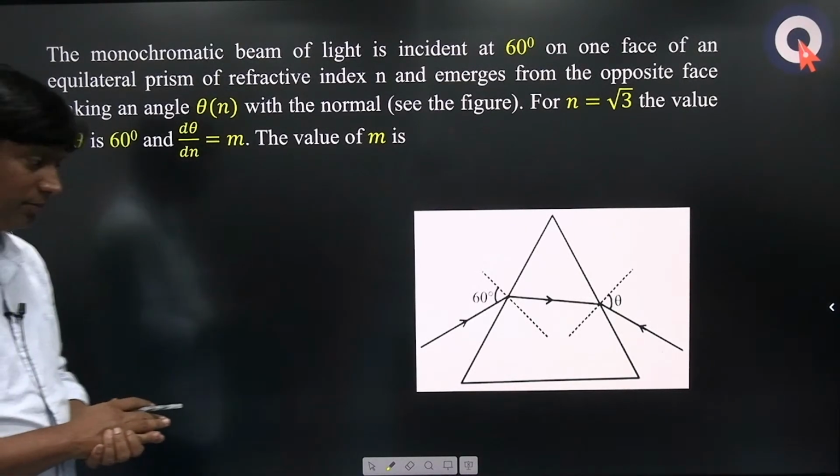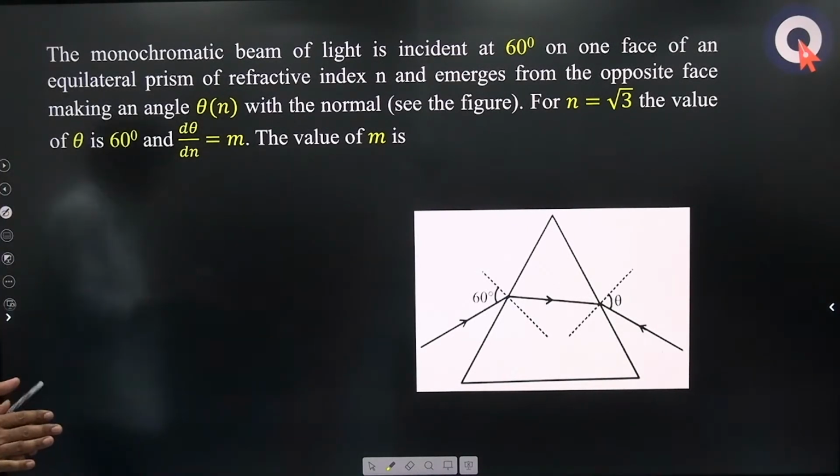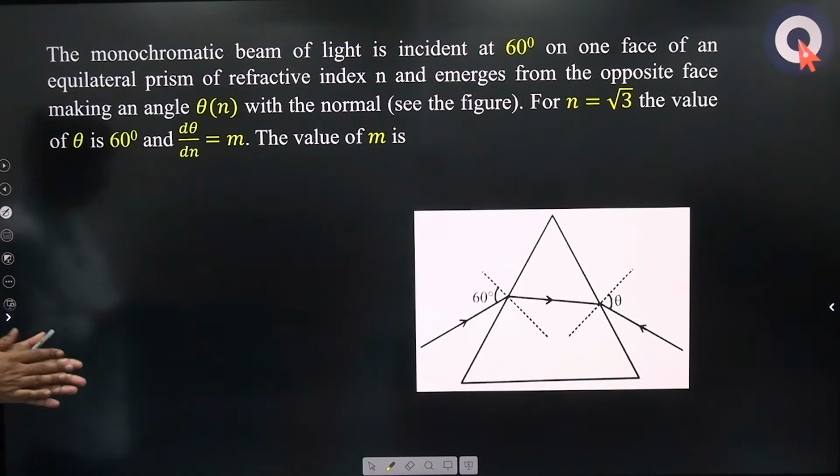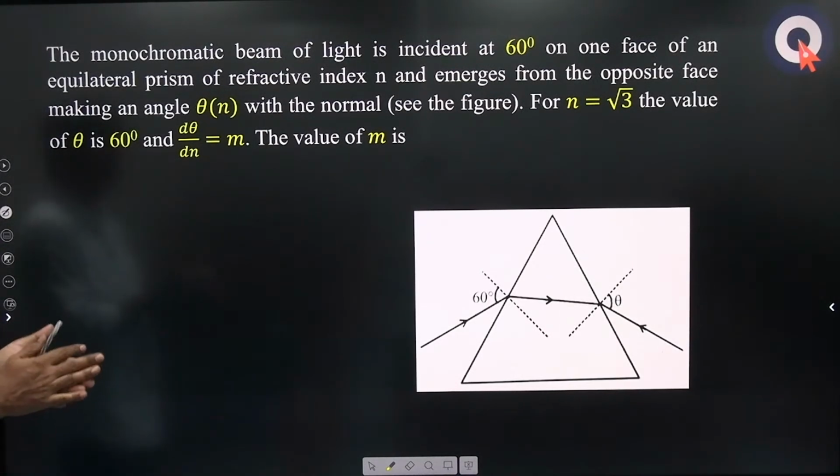So look at this question. Please read this question carefully. It's a question based on the prism.